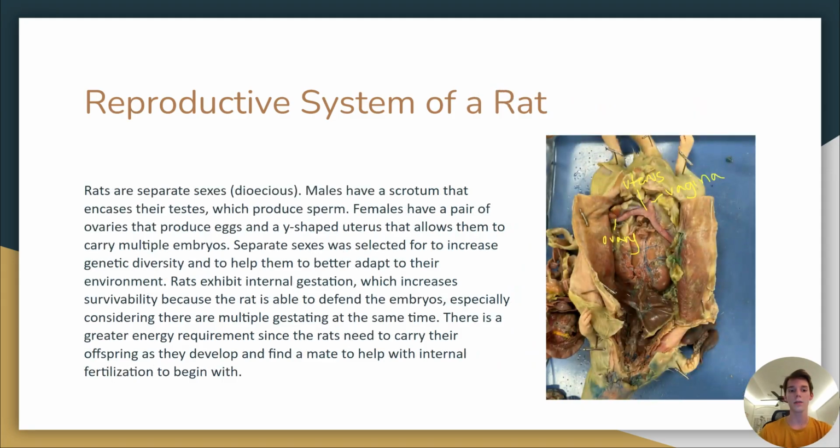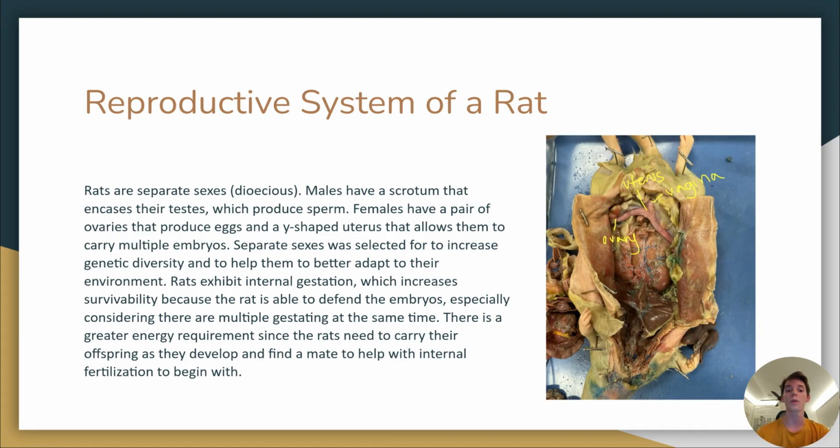And then the rat is dioecious as well. So males are going to have a scrotum that encases testes, which produce sperm. And then the females, which I have in the dissection here, have ovaries that produce eggs. And then fertilization of the eggs happens internally. It's internal fertilization. The embryos grow in the uterus.